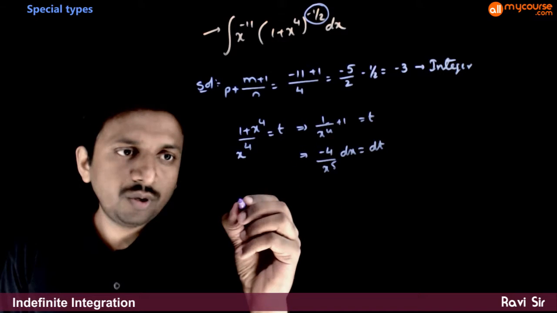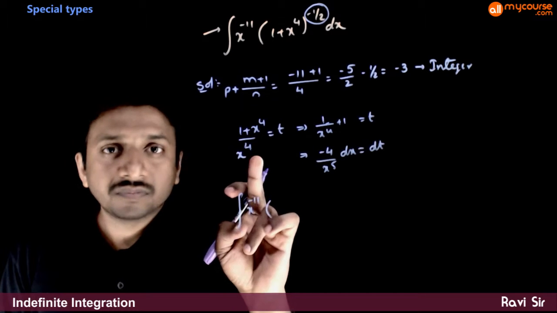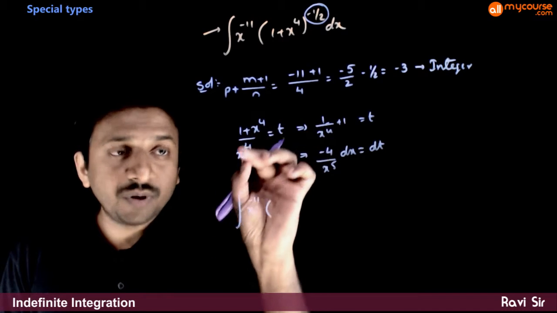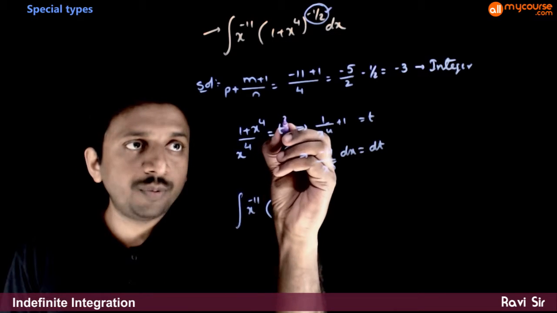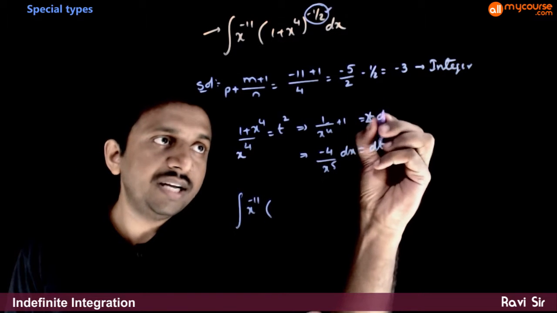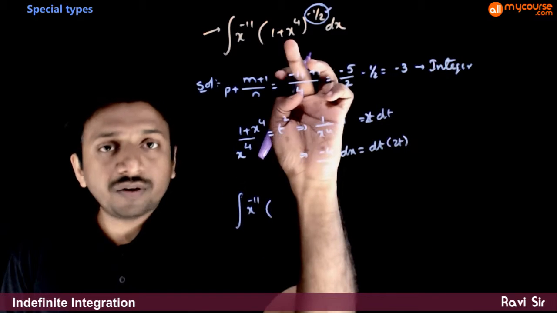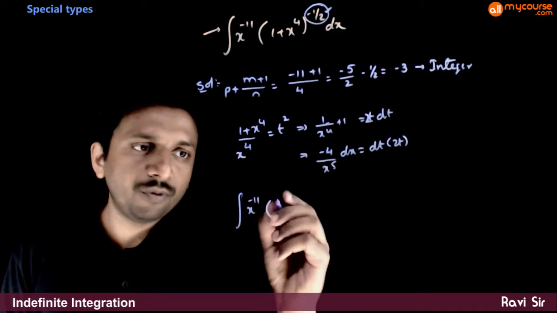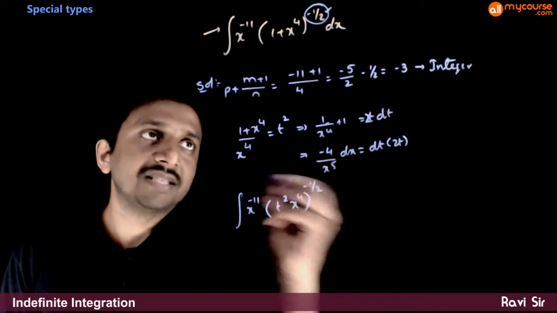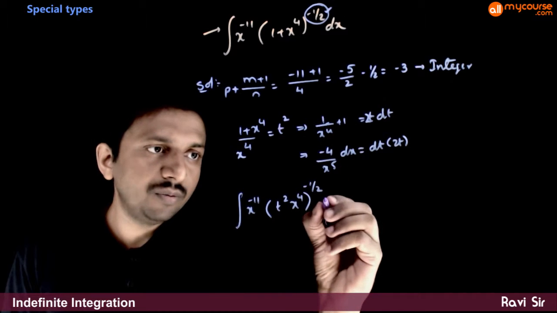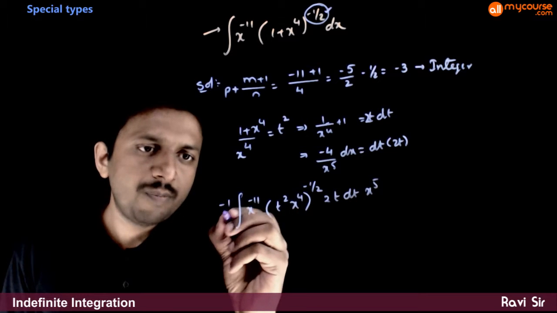So if you do the integration, you get x power minus 11. Sorry, 1 plus x power 4 by x power 4 is equal to t power the denominator of this, so I have to put t square. So 2t dt. So 1 plus x power 4 is equal to x power 4 times t square. So x power 4 times minus half, and dx is equal to 2t dt times x power 5 by minus 4.